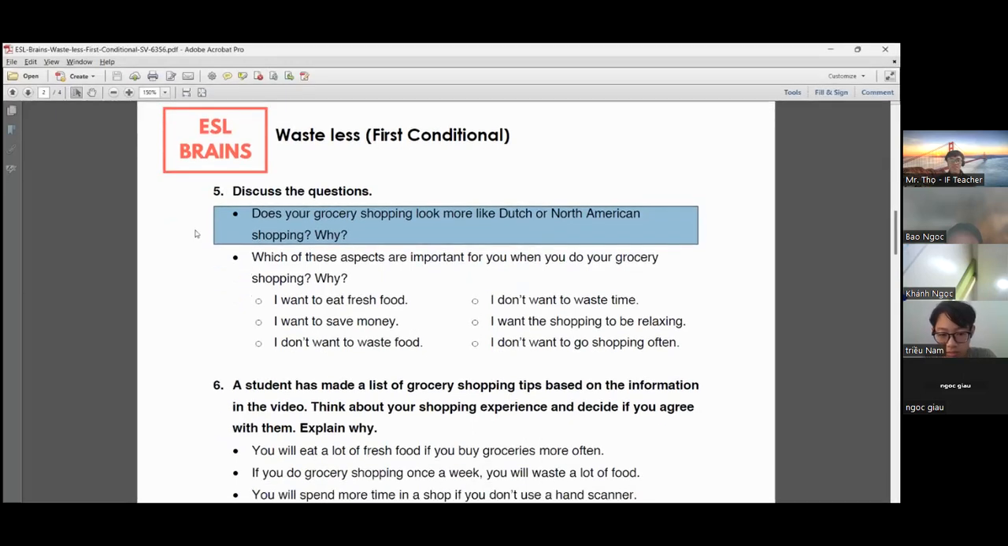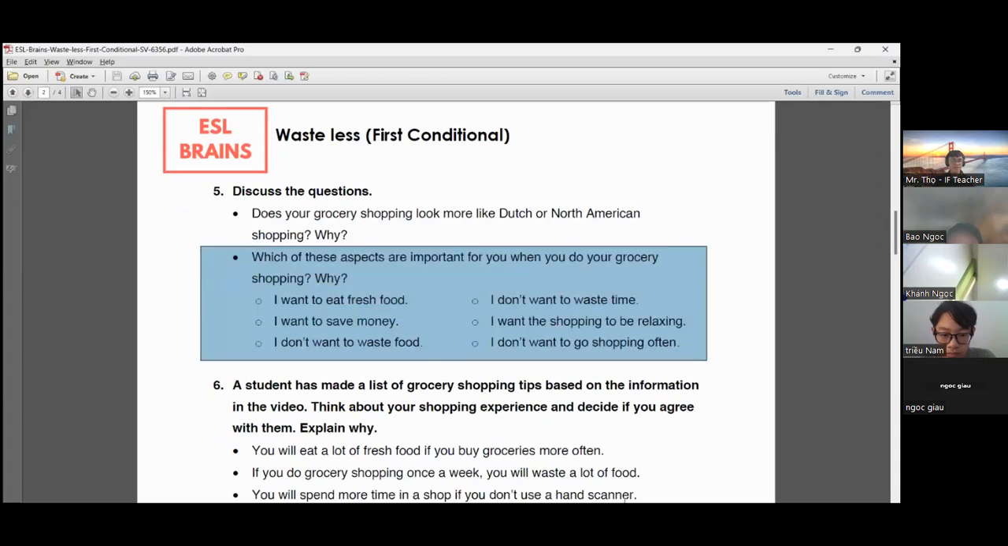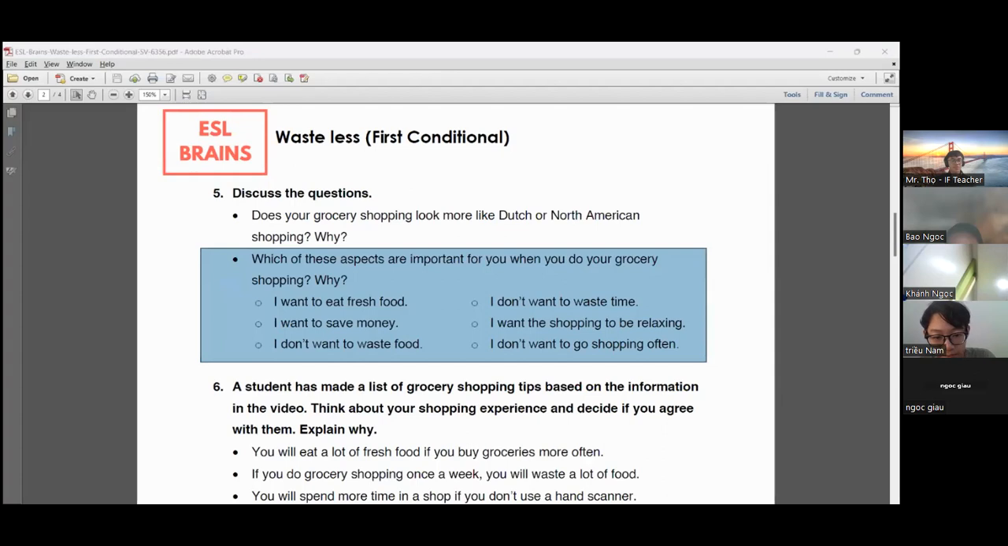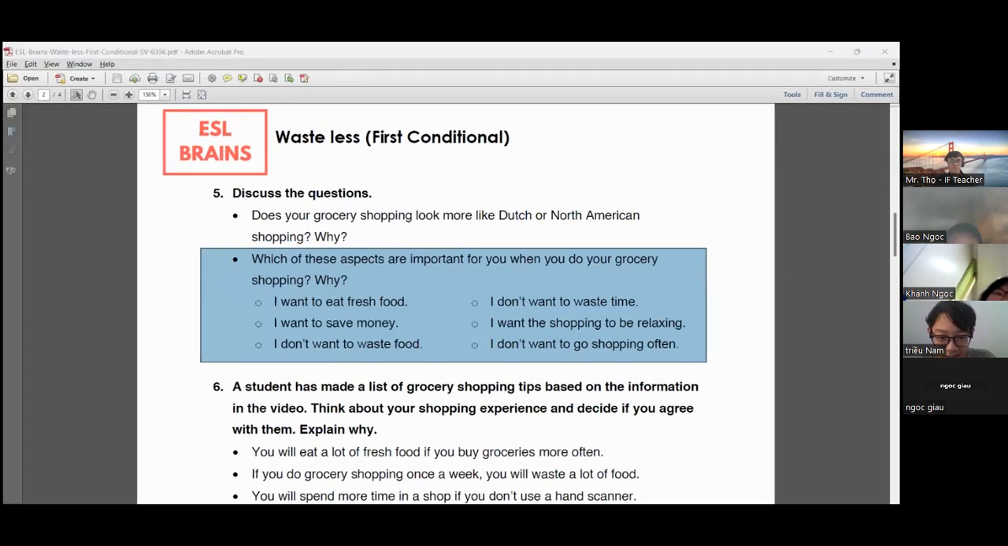Now let's move on to the second question. Which of these aspects are more important for you when you do your grocery shopping? Why? Let's start with Kanya. Well, I think the important aspects for me are that I want to save money, I don't want to waste food, and I want the shopping to be relaxing. The first is I want to save money. I chose that because sometimes I am on a tight budget.